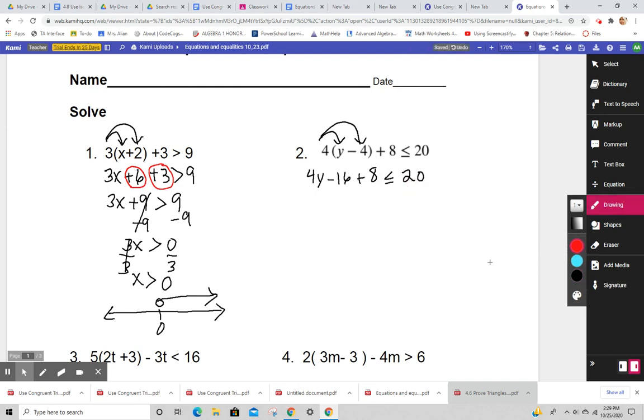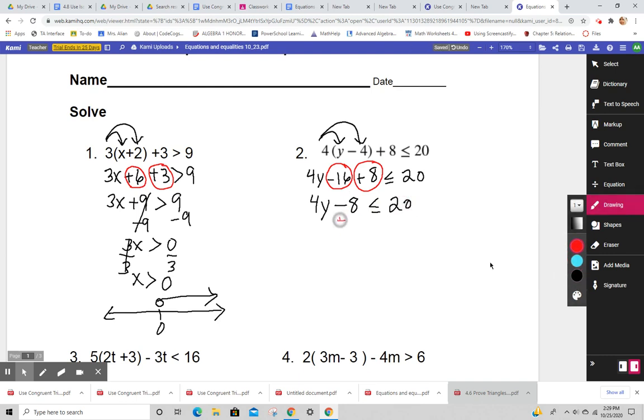We need to combine like terms before we can go to the next step. So we have this number and this number that we can combine to make one number. So that's 4y minus 16 plus 8. That'll give us minus 8 is less than or equal to 20.